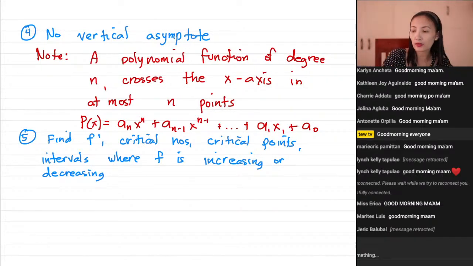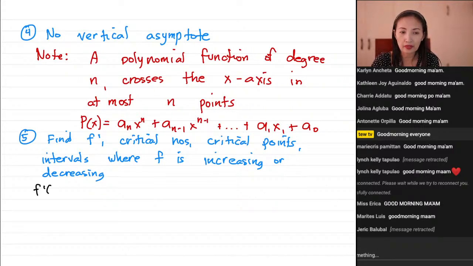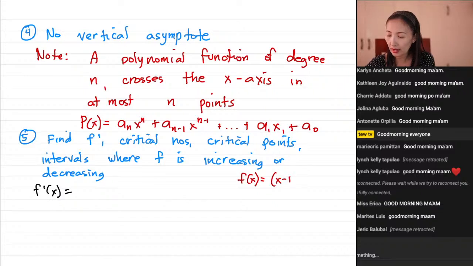Okay, so let's first identify the critical numbers. So let's get f prime of x. What is f prime of x? Now go back to the function given. Let me just write it here. The function given is f of x equals the quantity x minus 1 squared times x plus 2.